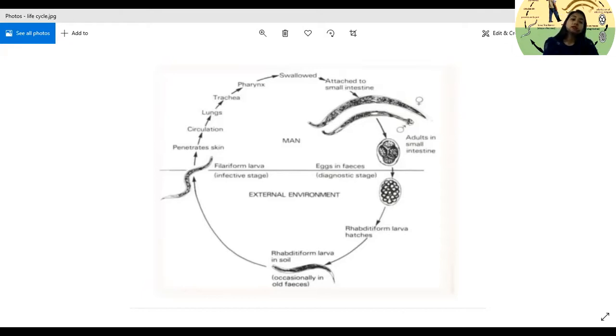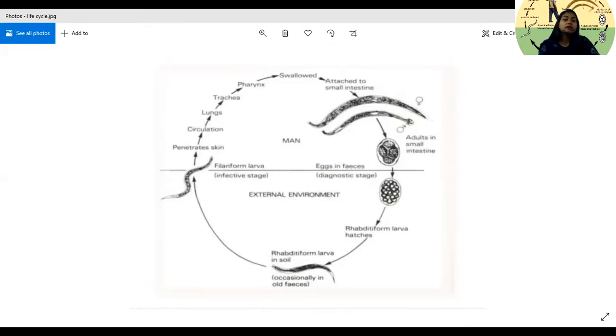And stage third: entrance into a new host. The filariform larvae are infective to man. The larvae gain entrance to the body by penetrating the skin. Stage fourth: migration. The larvae penetrate the skin and enter into the lymphatics or small veins.